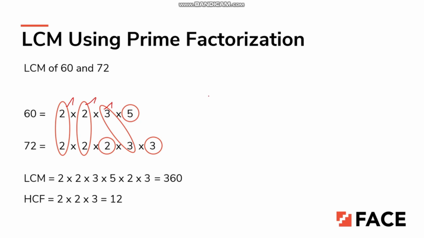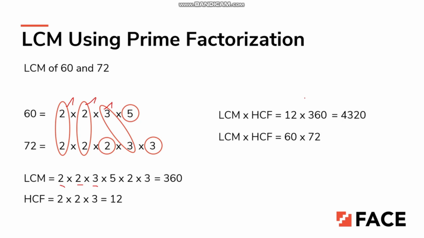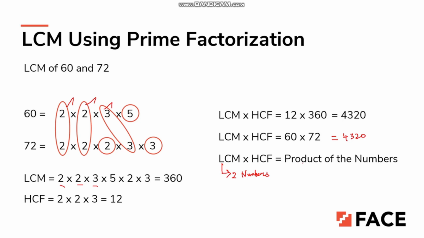Also, when you notice here, HCF is 12, right? So we'll take this 2 and the common 3 itself, right? So which is 12. When you notice something here, the LCM into HCF is 12 into 360, which is nothing but 4320. When you compare this with the given numbers, 4320 is nothing but the product of 60 and 72. So we can say LCM into HCF is equal to the product of the numbers, right? So this is a general property of LCM and HCF of given two numbers, right? Very important note. This rule is applicable for LCM and HCF of two numbers only.